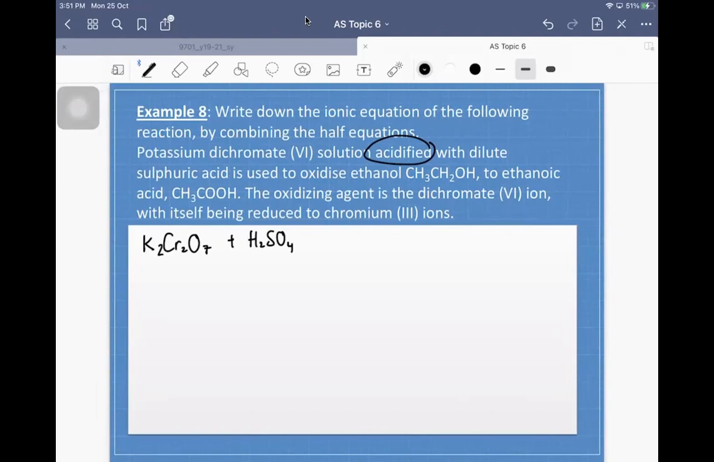Okay, it's used to oxidize ethanol, CH3CH2OH, to ethanoic acid, CH3COOH, with itself being reduced to chromium ions. Okay, this one, I think it's easier for us to deal with half equations.